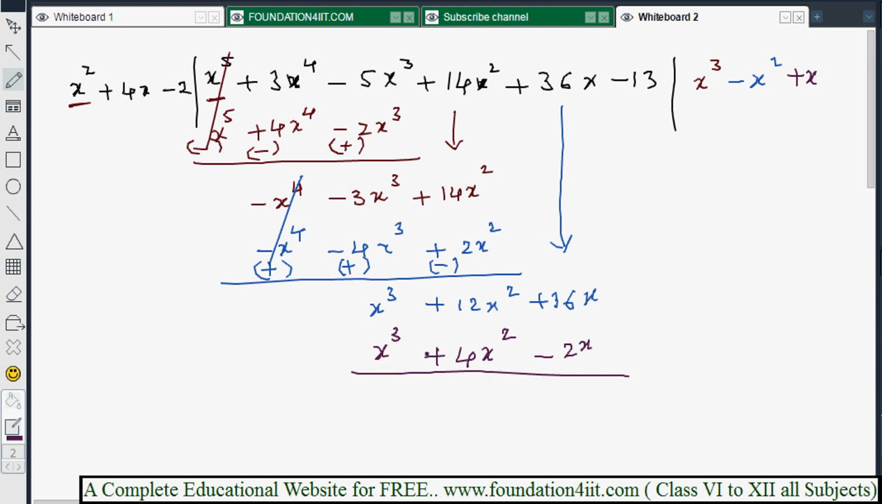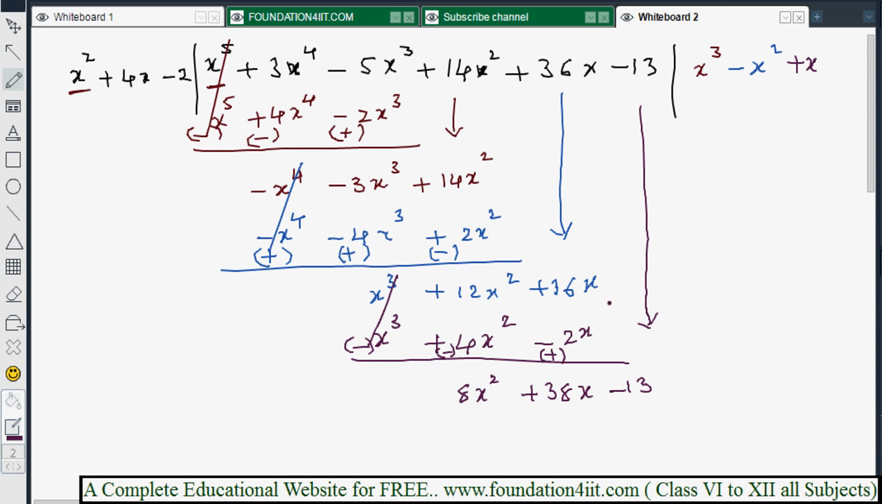Now change the sign. The minus sign gets cancelled. 12 minus 4 is 8x square, and changing the sign, 36 plus 2 is 38, plus 38x. Now the last and final term, we take down minus 13. Now again the process continues the same.